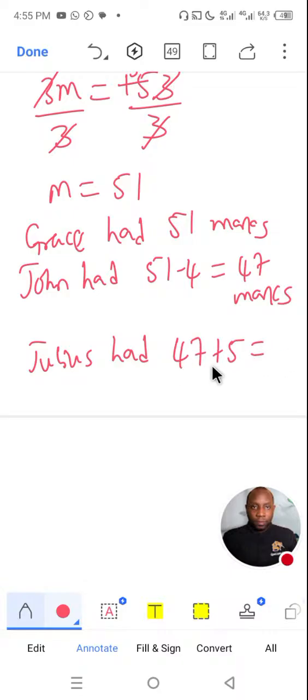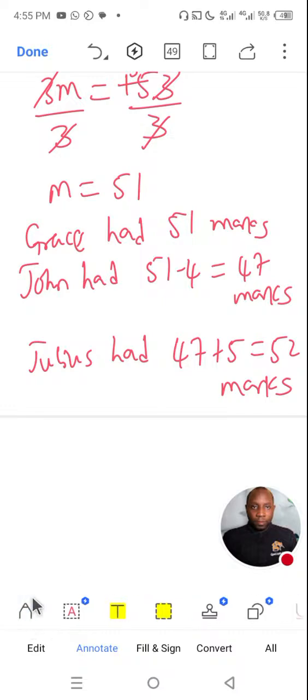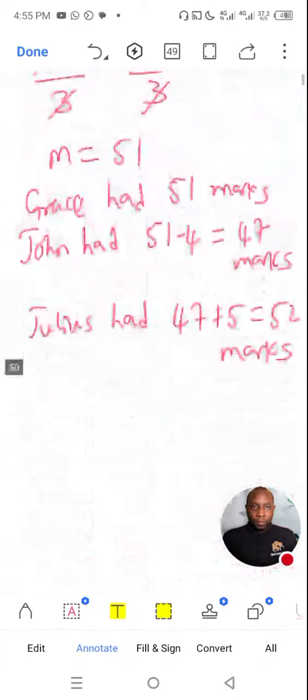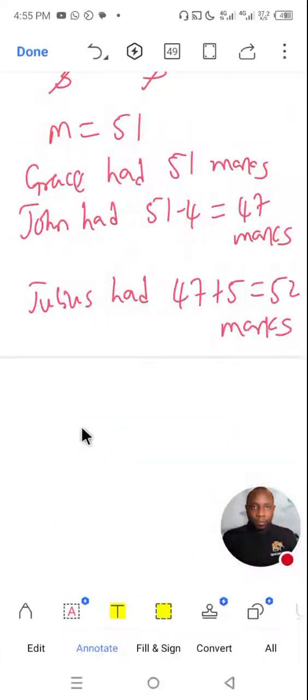And that's what? 52. 52 marks. So we've already gotten all the marks that they all got. But do not just stop right here. It's always good to add all the marks to be sure that the sum is going to give us 150. I think looking at it, it's surely going to give us 150, right?